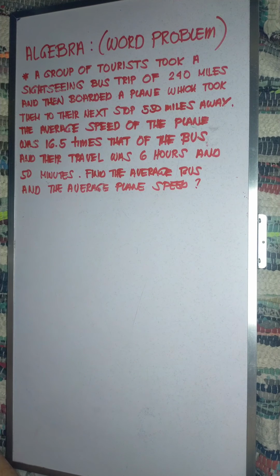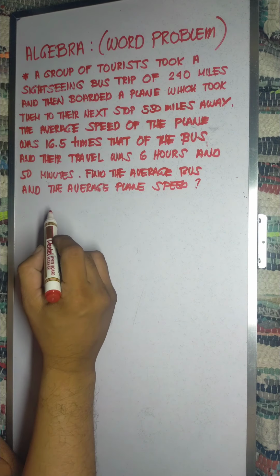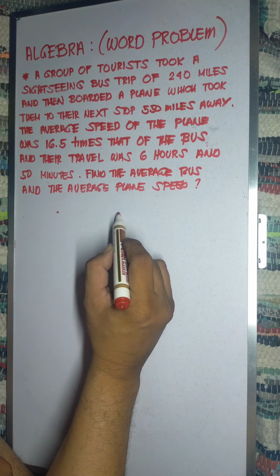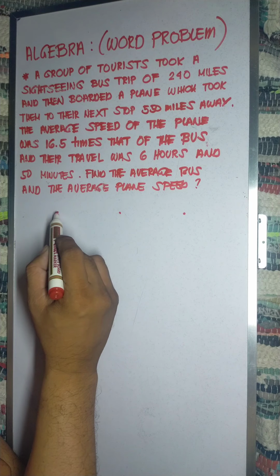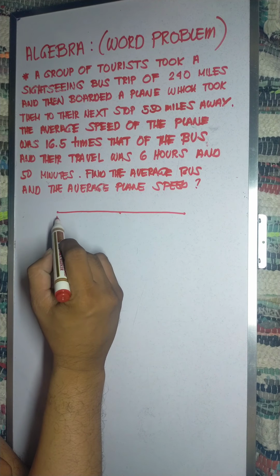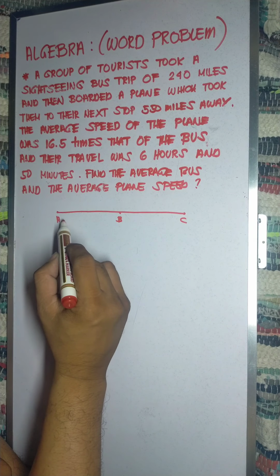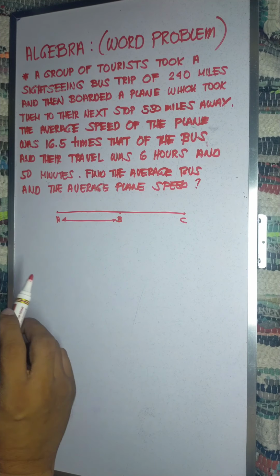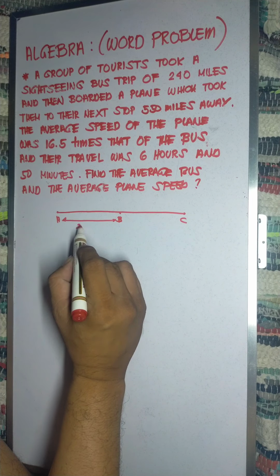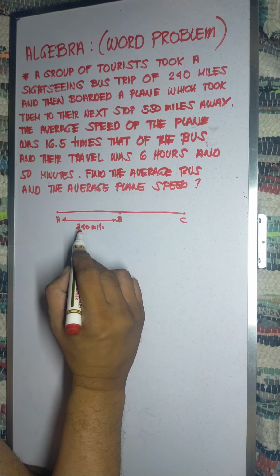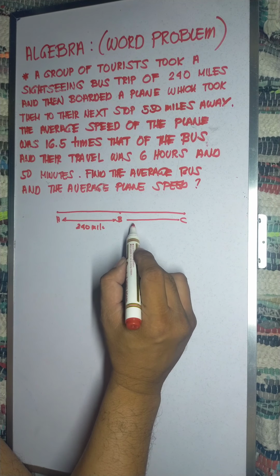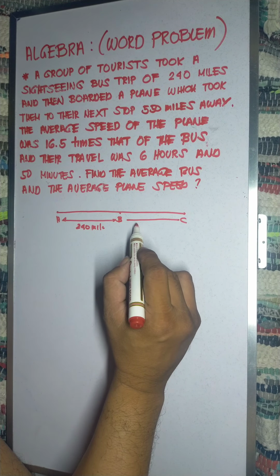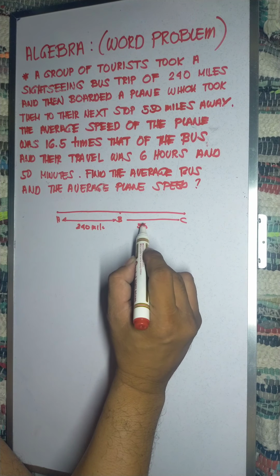For this type of problem, we're going to illustrate it so we can visualize the problem clearly. It says here that the trip took place in two different vehicles, a bus and a plane. So we draw it in a straight line. This is the starting point, A, B, and C. A and B will be the bus trip, which took 240 miles. This one is for the plane, which is 550 miles.